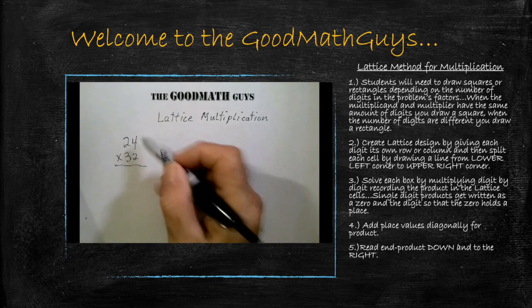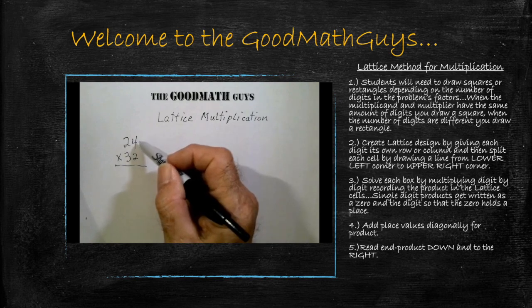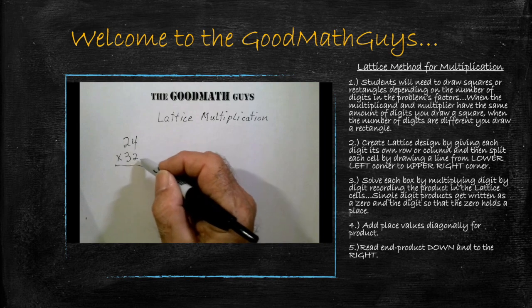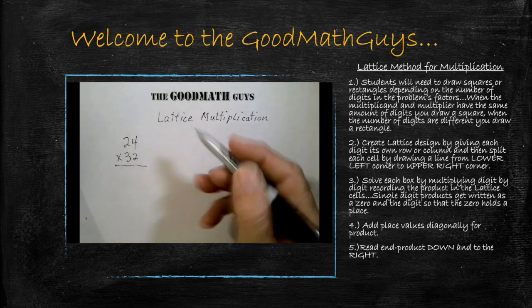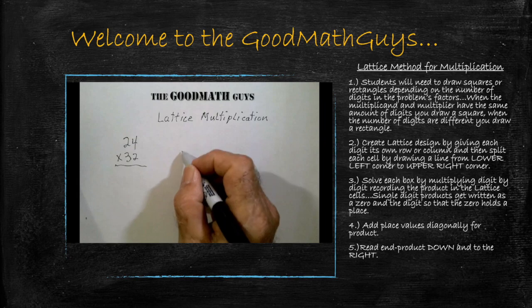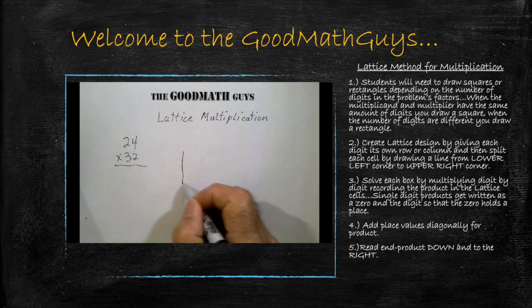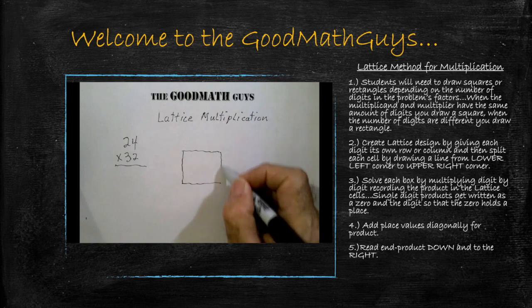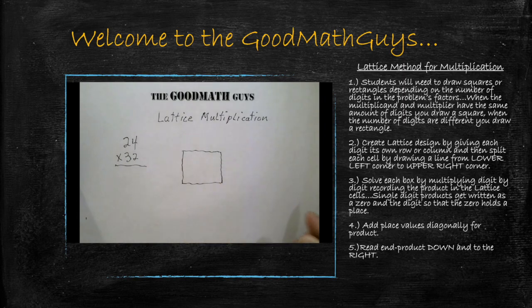Again, in the top factor, the multiplicand, we have two digits, and in the bottom factor, the multiplier, we have two digits. So we're going to go over here to the right and draw a square. Again, it does not have to be perfect, just should, as closely as possible, resemble a square.